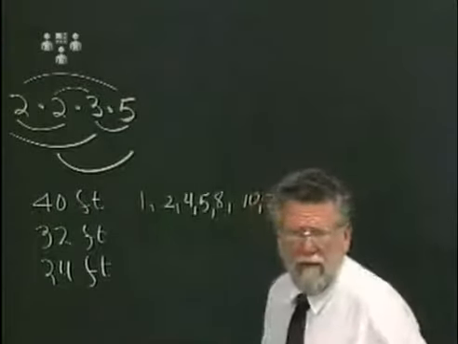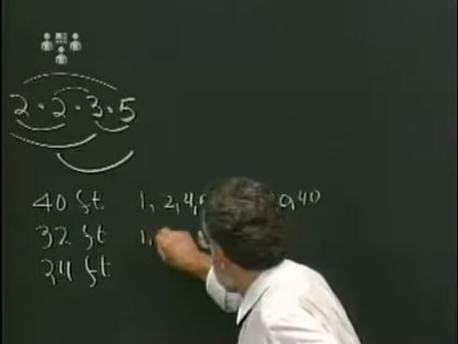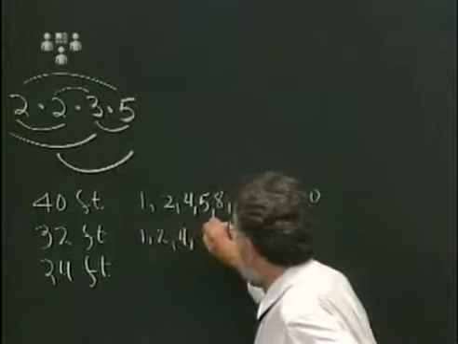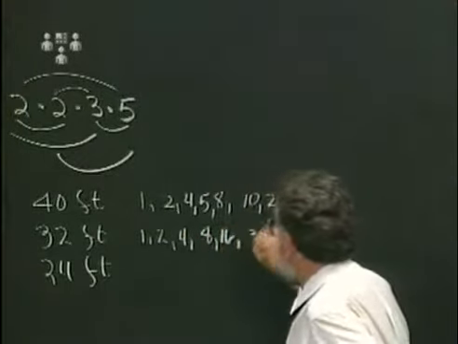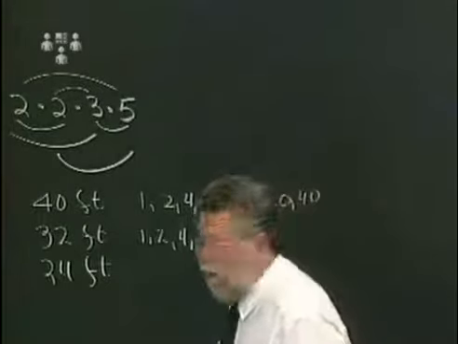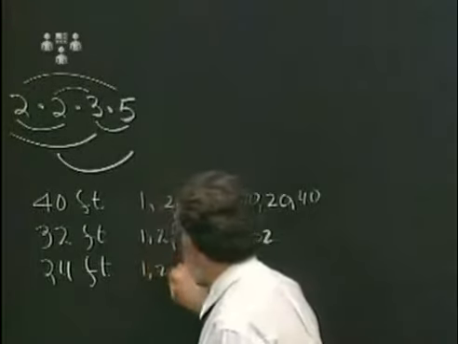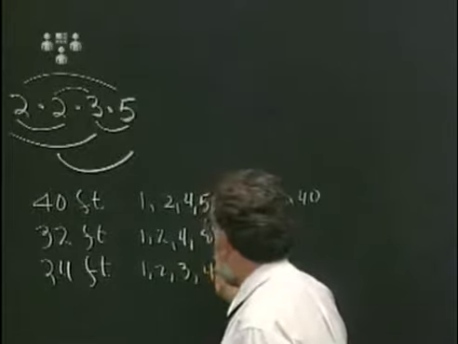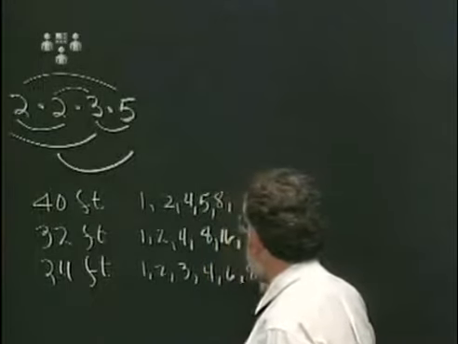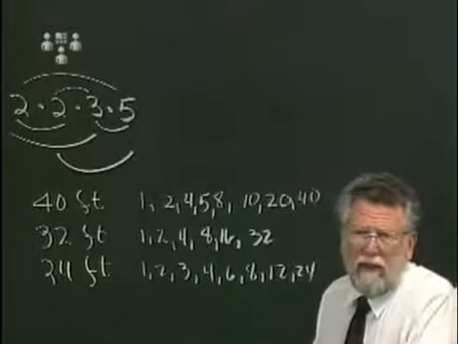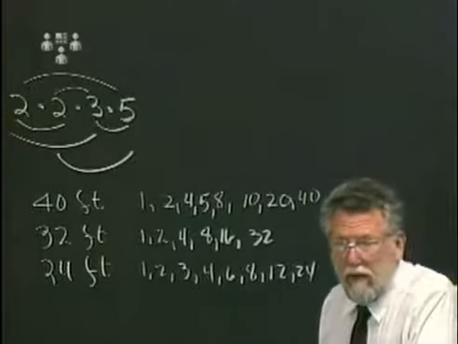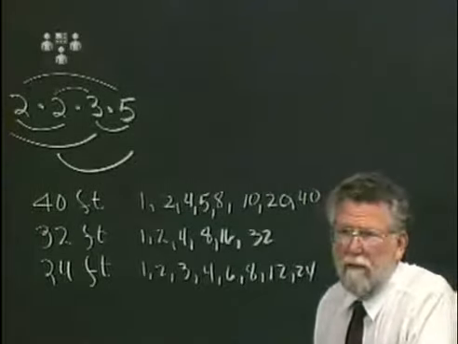Okay, the 32 I'm going to have what? The 1, the 2, the 4, the 8, the 16, and 32. And then the 24 is my 1, 2, 3, 4, 6, 8, 12, 24. So that's one technique, and this is the one that's being referenced as we go back to the document camera.